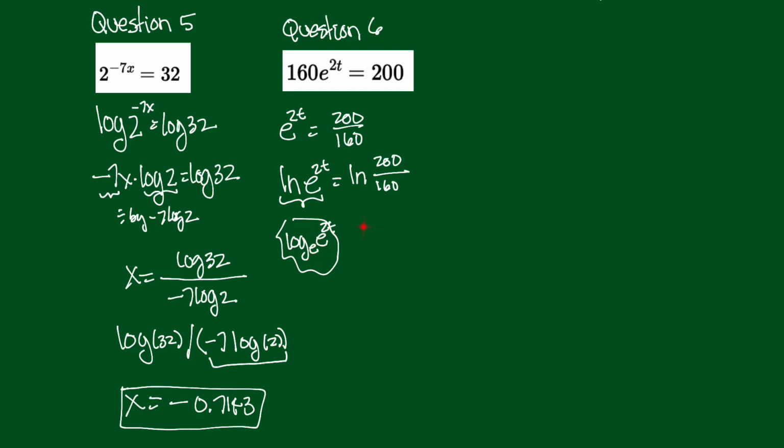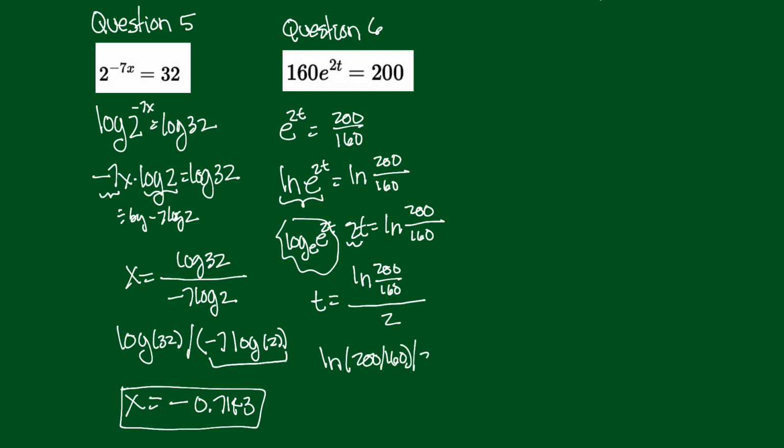So what we get here is that 2t is equal to the natural log of that fraction, 200 over 160, and now just divide the whole thing by that 2. So t is equal to the natural log of 200 over 160, all over 2. I'll put it in the calculator like this. Press the ln key. You get ln parentheses, 200 divided by 160, close, and then divide by 2. It goes on forever, but I got 0.1116, say, if I round it off.